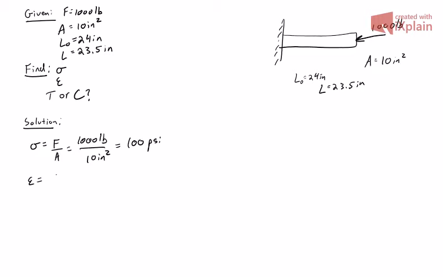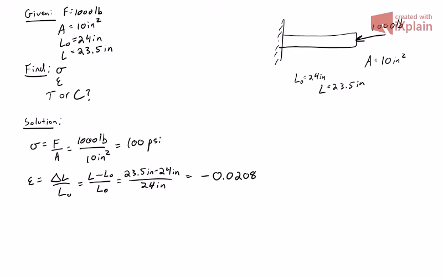If we look at strain, strain is normally the change in length divided by the initial length. However, we don't have the change in length this time. We're given the initial and final length. So we can rewrite that as the final length minus the initial length all over the initial length, and go ahead and plug in 23.5 inches minus 24 inches all over 24 inches. And if we solve through for that, we get that the strain is negative 0.0208.